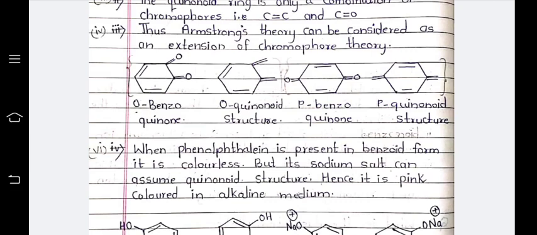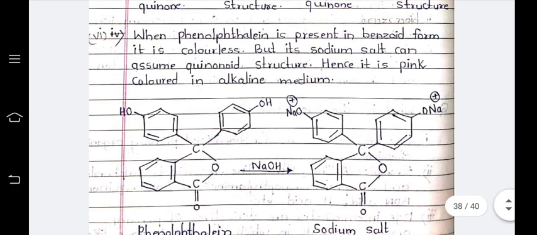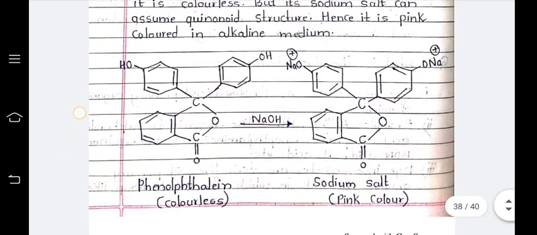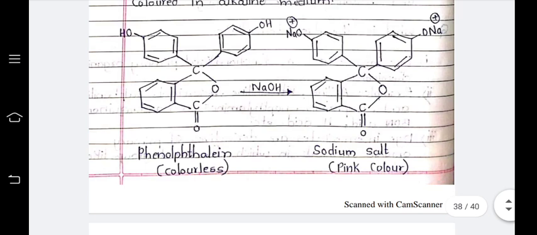parabenzoquinones, paraquinoid structures. When naphthalene is present in the benzenoid form, it is colorless, but its sodium salt can assume a quinoid structure, hence it is pink in alkaline medium. So naphthalene is a colorless compound that reacts with NaOH, sodium hydroxide. Naphthalene has a phenolic ring attached on the carbon atoms.